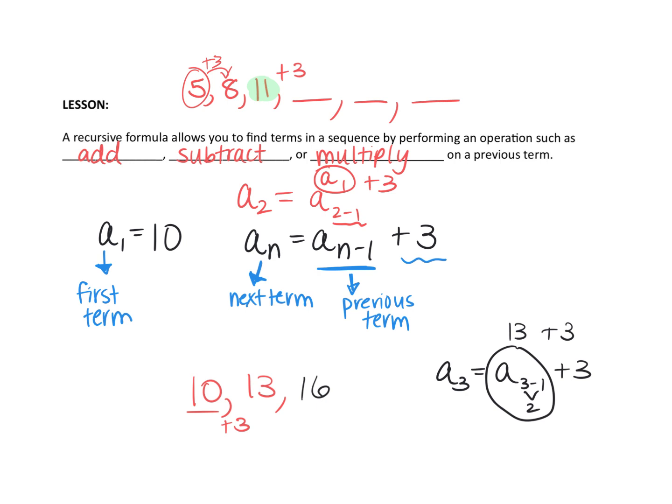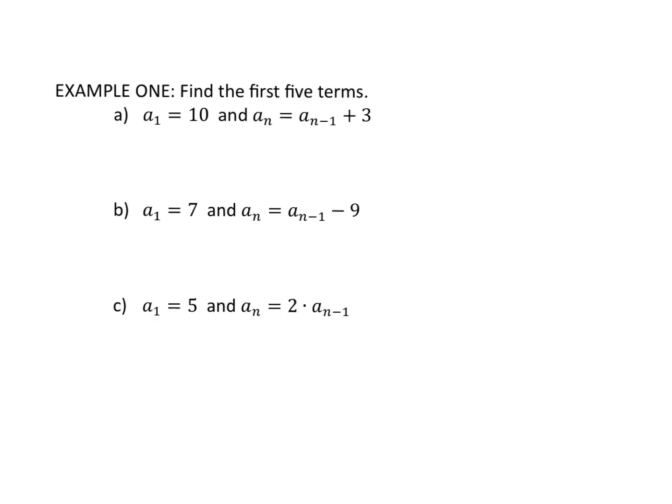Now if I wanted to find the fourth term, or the value of the fourth term, I'm going to do A and then 4 minus 1, which really equals 3. So I'm going to take whatever the third term was, which was 16, and then add 3 to it, which would give me 19. So that's kind of what the rule looks like for a recursive rule, and this was for an arithmetic sequence. So let's actually try example 1.